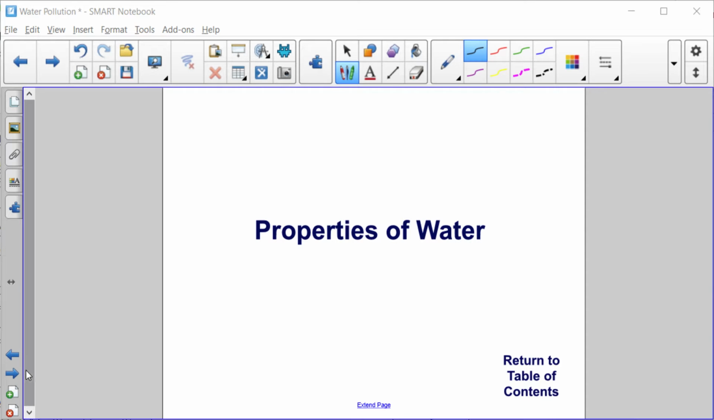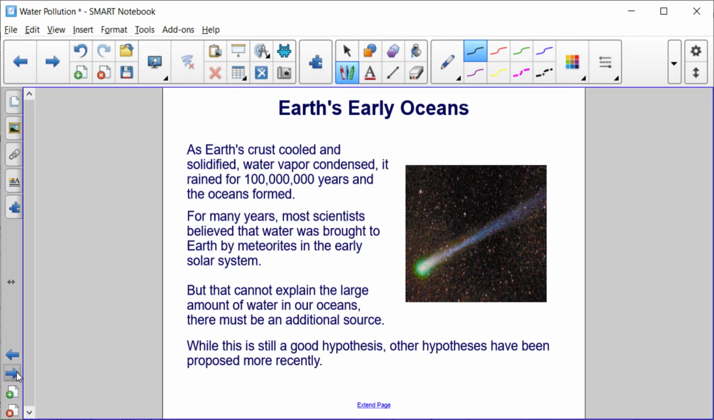In this section, we're going to discuss properties of water, beginning with a discussion of Earth's early oceans and some hypotheses on where our water originated from. As Earth's crust cooled and solidified, water vapor condensed. It rained for 100 million years, and the oceans formed.